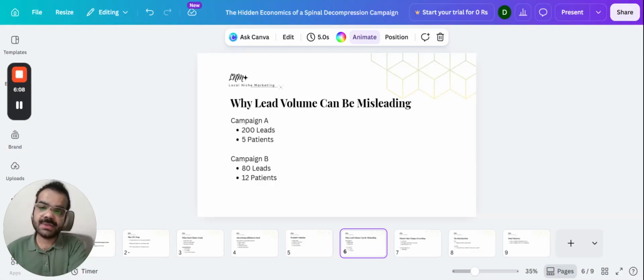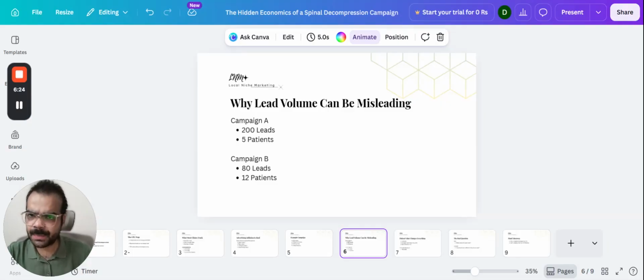The metrics standalone do not tell you the whole story, right? That is why you don't have to emphasize more on the lead volume. Instead, you should emphasize more on the show up rates and revenue per patient, right?